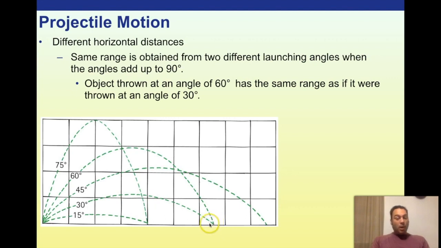So as long as you know that they sum to 90, for example, if I asked what would be the other angle that lands at the same position as a 20-degree shot, you would know that 20 degrees subtracted from 90 equals 70. So 20 and 70 degrees would both land at exactly the same place.